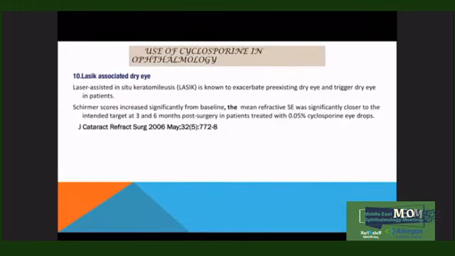Another indication are the patients with LASIK-associated dry eye. A study published in JCRS in 2006 showed that 0.05% cyclosporine treated patients had significantly better Schirmer scores, and the mean refractive spherical equivalent was closer to the intended target at 3 and 6 months post-surgery in the cyclosporine treated patients.